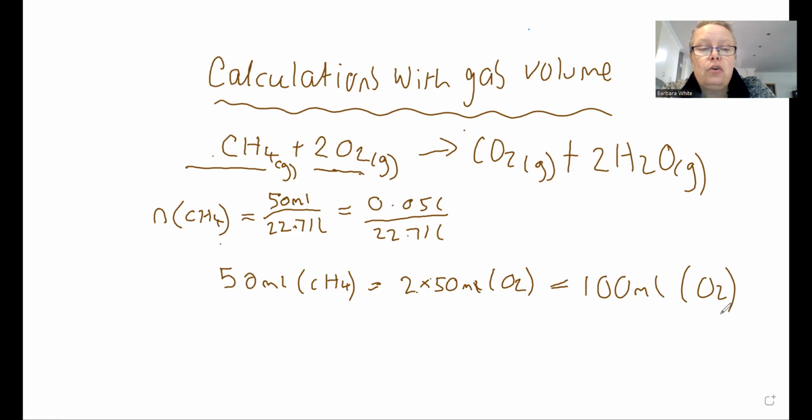But you could work out the number of moles of CH4, double it to work out the number of moles of oxygen, and then work back to volume by multiplying the number of moles by 22.71, and you're going to end up with 100 mils. So sometimes they're easier than they look.